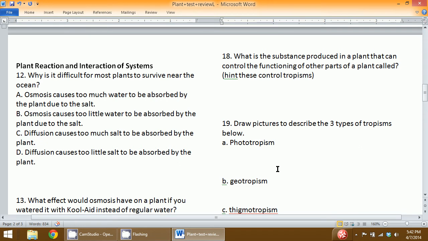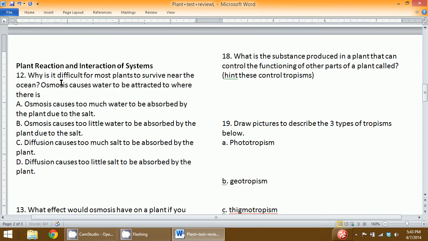Number 12, it asks, why is it difficult for most plants to survive near the ocean? Well, the reason why is because whenever you have salt water, like in the ocean, a cell that does not have much salt in it will constantly have its water attracted to the outside of the cell through the process known as osmosis. The way I like to remember is osmosis causes water to be attracted to where there is more stuff to dissolve. Now, that's not the best definition.